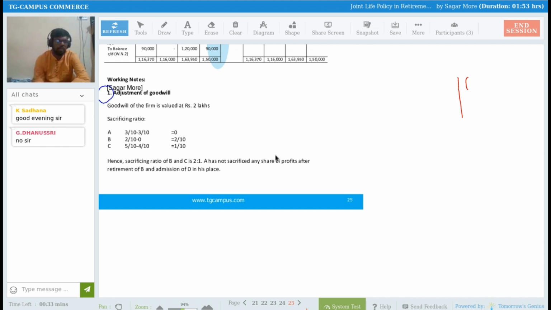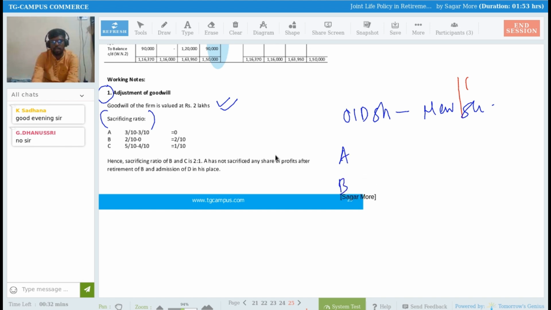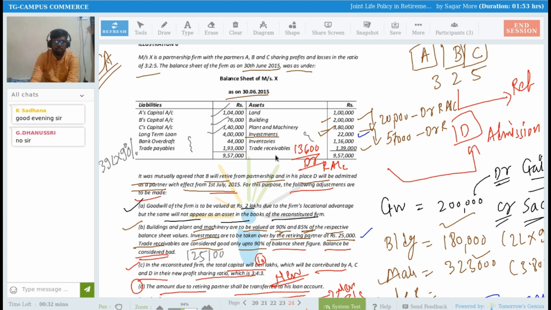There are multiple ways by which you can solve. I will first explain the solution here. Goodwill of the firm is 2 lakh rupees. Okay, sir. Sacrifice ratio. So we are calculating the sacrifice ratio. What is the formula for sacrificing ratio calculation? Old share minus new share, right? And who are the existing partners? Partner A, partner B, and partner C. What was their old share? 3:2:5, right?